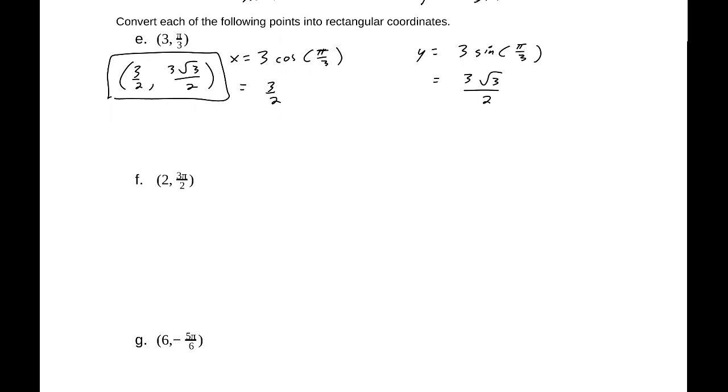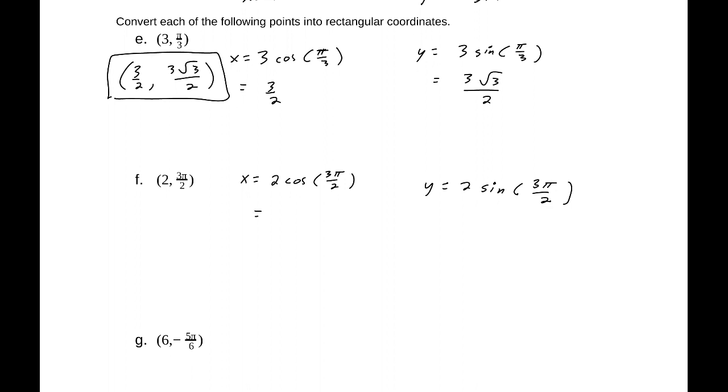Same idea here. X is r times cosine 3 pi over 2, and y will be 2 sine of 3 pi over 2. You were likely told at some point that sine is a y value. That's the way I like to think of it. And our cosine is our x value. That actually corresponds to this way of thinking.